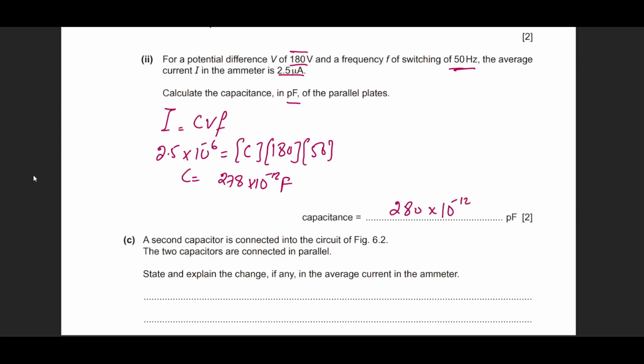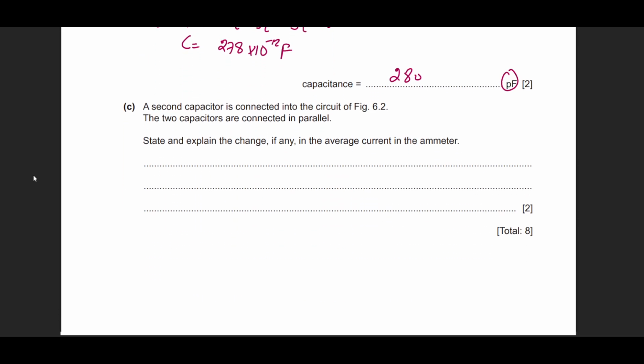So minus 12, no need to write this down because pico is already written in the unit. You have already written it, so you don't have to write minus 12.